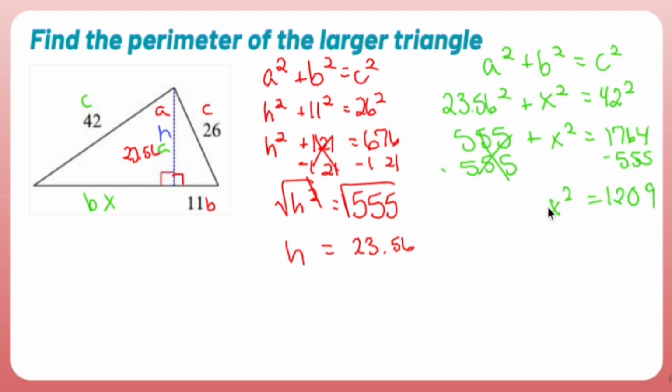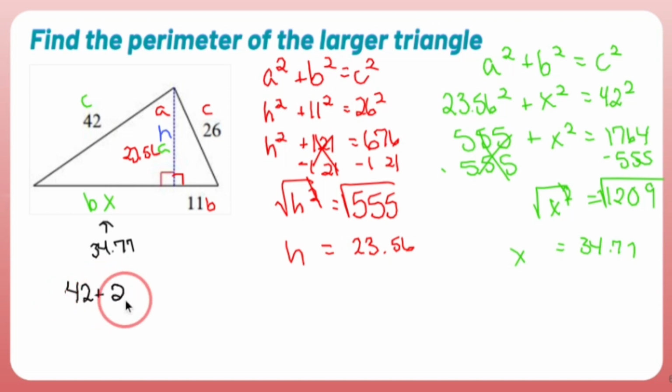Is X all by itself? No. Squared's in the way, so let's square root both sides. No clue what the square root of 1209 is, so I'm going to go off to the side. It's gross. It's 34.7706777301. So I'll put 34.77. So this guy right here, and I'll make it black, is 34.77. So in order for me to find the perimeter of this whole triangle, I have to add that side plus 26 plus 11 plus 34.77.